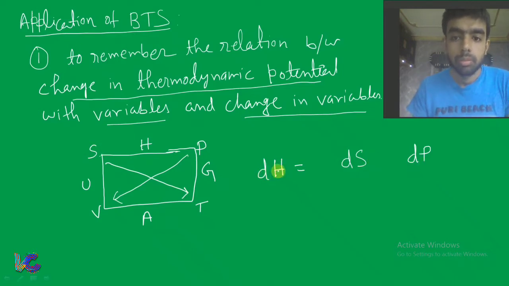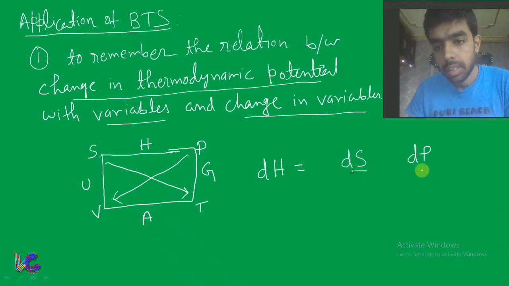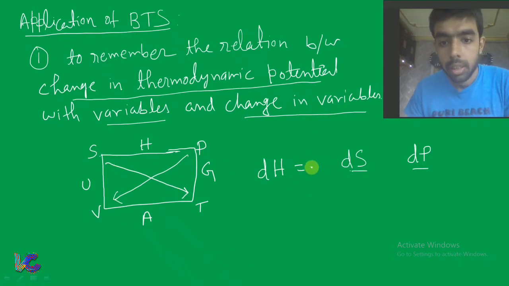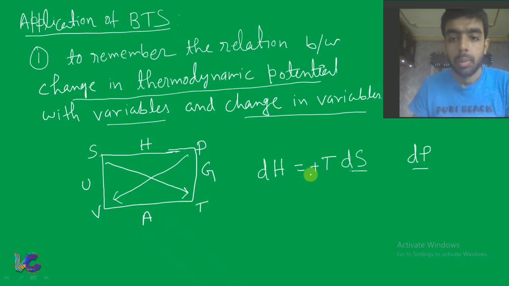Now the sign will be determined by S and P. So first let's talk about the sign. So this is S. Now I've said that with respect to a variable, if the arrow is moving away from the variable, then positive sign. So from S, the arrow is moving away. That means here it will be positive sign. And the arrow is moving away from S and going towards T. That means here it will be plus TdS.